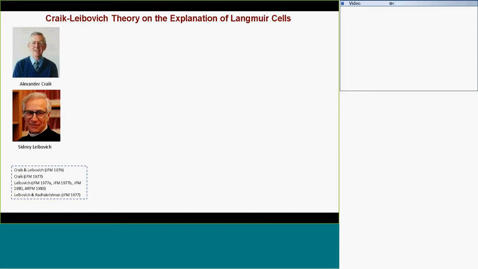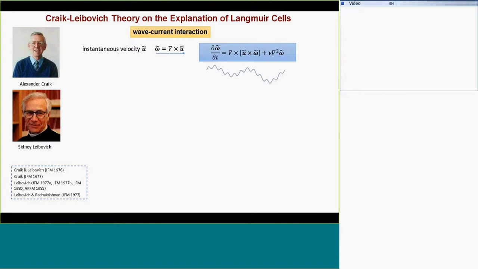Here, the theory was proposed by these two great researchers in the 1970s and 80s. Before that, there were many studies, all kinds of hypotheses about their formation, but this theory turns out to be the most successful so far. There's going to be some math involved, but basically the flow we describe using vorticity, and then look at the vorticity governing equation. And something interesting is this has to be in a wave environment.